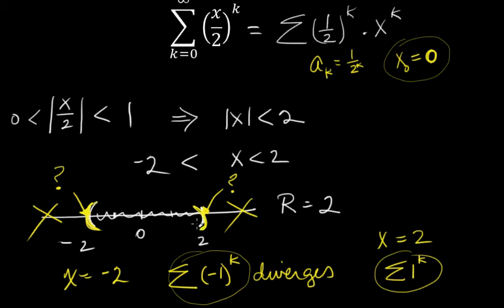Sometimes when you plug in those endpoints for x, you will get convergence, but it often is conditional convergence. In other words, the series converges, but not absolutely. Endpoint convergence is not important for power series, so I'm going to skip it.